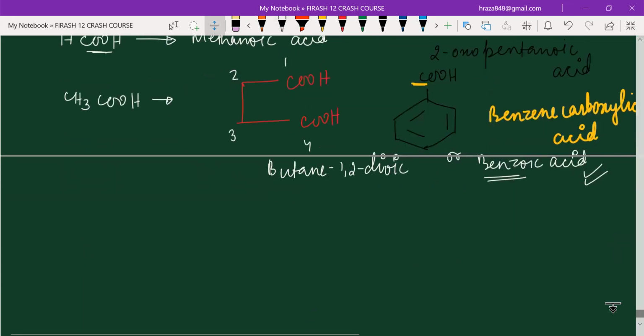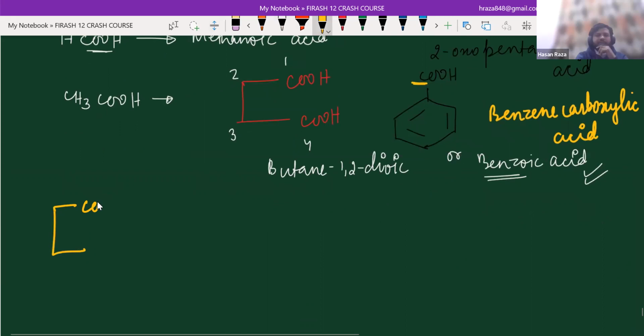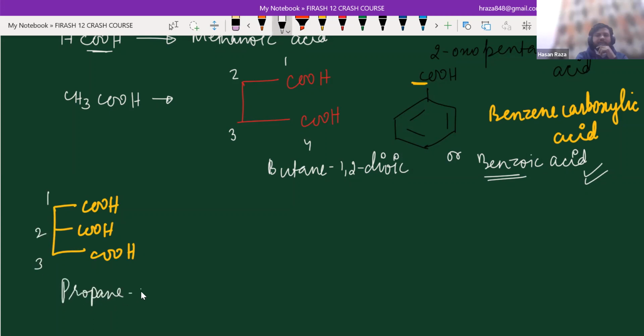Yeah. And if the structure is like this, COOH, COOH, and then COOH, and you count the numbers from here, 1, 2, 3, 4, 5, you can see this carbon is not counted. So what I'm going to do is leave all the carbons of carboxylic acid and number it from 1 to 3. Now its name will be propane-1,2,3-tricarboxylic acid. Tricarboxylic acid. Is that clear?